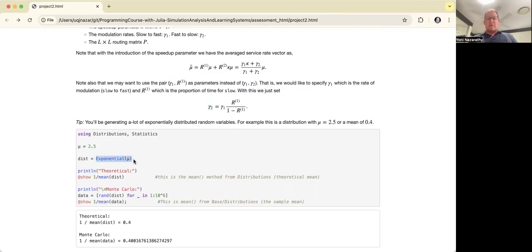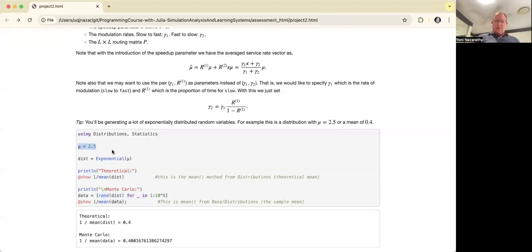exponential random variable. Set, for example, dist is exponential mu. And then you would do rand of dist, it gives you an exponential. So here, for example, we get 1,000,000 of these and then do the sample mean of them. Okay. The inverse of the sample mean is going to be, again, the rate, it's going to be 0.4. And 1 over the mean here is also going to be 0.4.